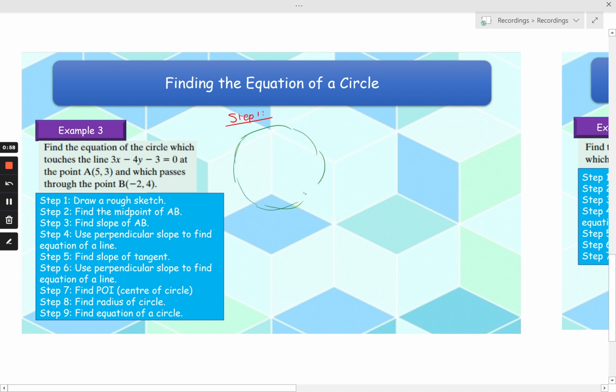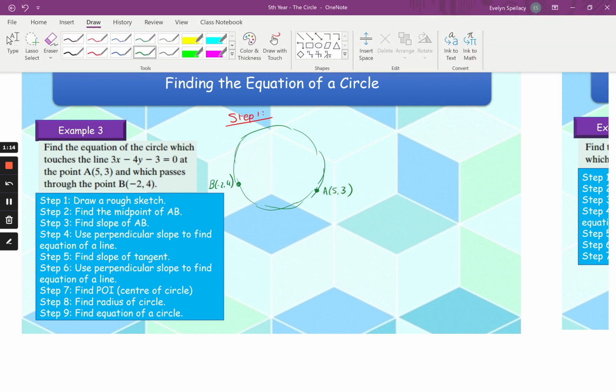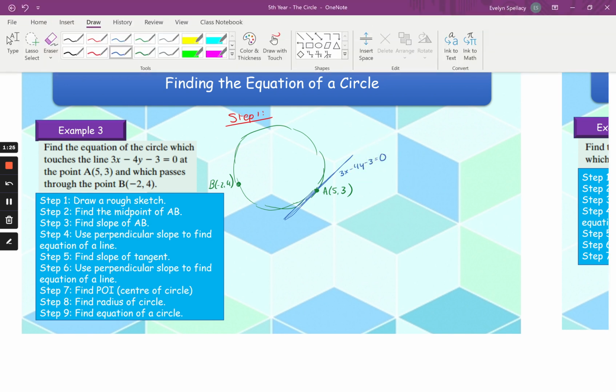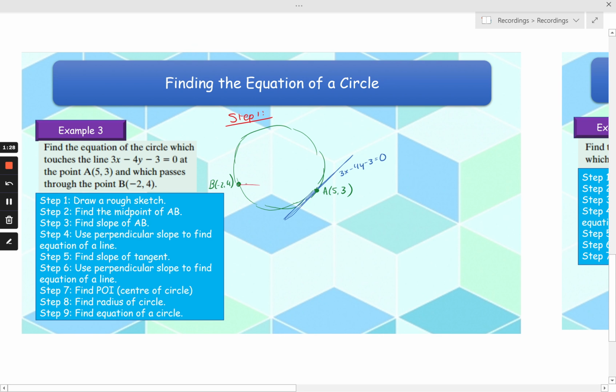When I draw the circle, I can see that the point B, which is (-2, 4), would be on this side of the circle, and A, which is (5, 3), would be on this side of the circle. It's telling me that the line, or tangent, that goes through the circle, and I know it's a tangent because it only touches the circle at one point, has the equation 3x minus 4y minus 3 equals 0. But what we also have to see here is that when we have 2 points like this, we can connect those to form a chord.